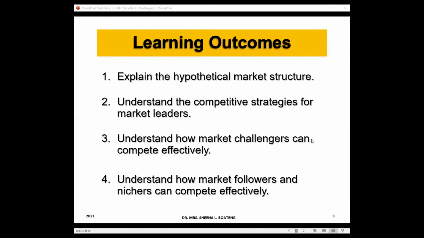Now, as usual, there are certain learning outcomes we hope to achieve by the end of the session. Today, we have 4 of such learning outcomes. The first one is to be able to explain the hypothetical market structure. The second is to understand the competitive strategies available for market leaders, as well as understand how market challengers can compete effectively, and also to understand how market followers and market niches can compete effectively. So these are the 4 main learning outcomes you would have achieved once the session is through. So let's get into it.